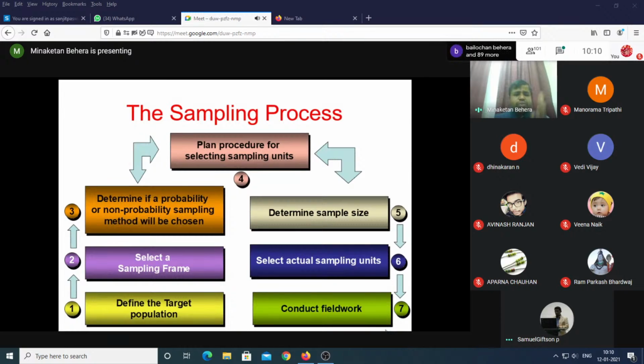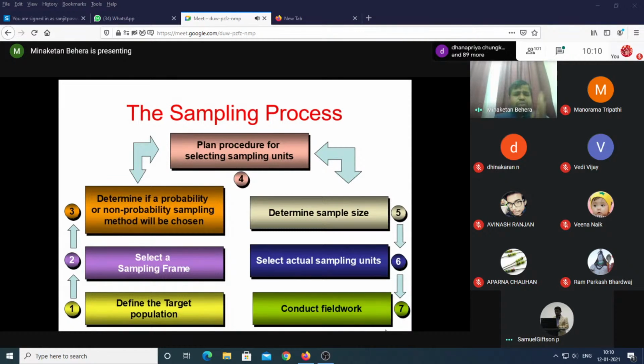There are two methods you will find. One is what we call the probability method, and another one is called the non-probability method. Please look at it. Why do we call it a probability method? First you have to select the method you are using.